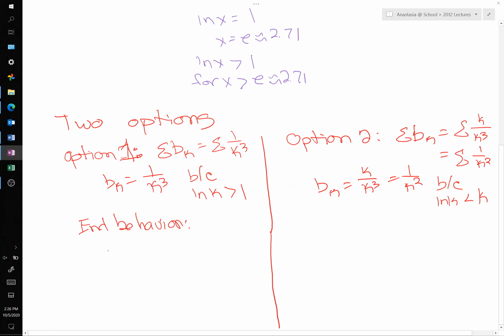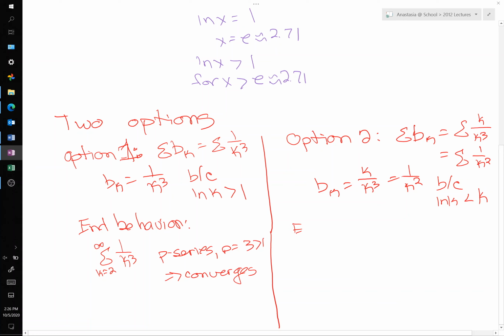So the end behavior for the series, and let's just say this starts at k equals 2 to infinity because that's what our original series starts at. This is a p-series. Specifically, p is equal to 3 in this case. 3 is bigger than 1. Since we have a p-value that's larger than 1, this means that it converges.